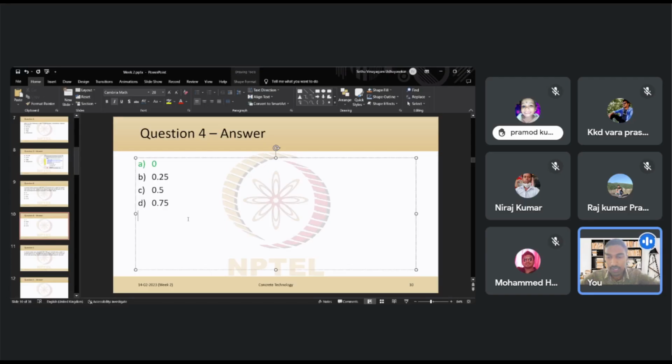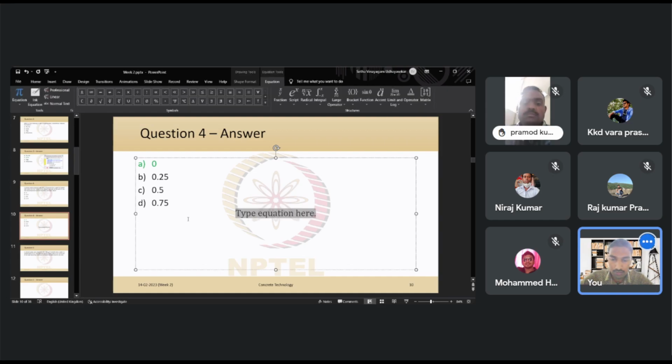So what we need to calculate is the capillary porosity. By definition, this is nothing but the volume of capillary pores divided by total volume. This is what porosity is by definition. So we need to know the volume of the capillary pores and the total volume. With that we will be able to get the capillary porosity.